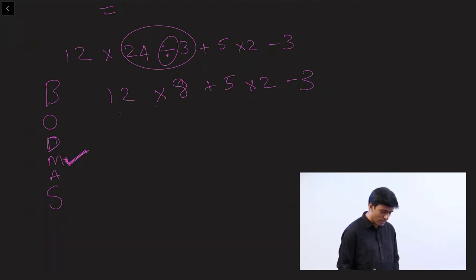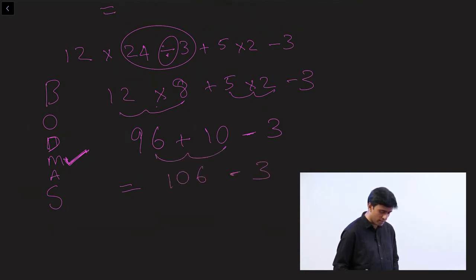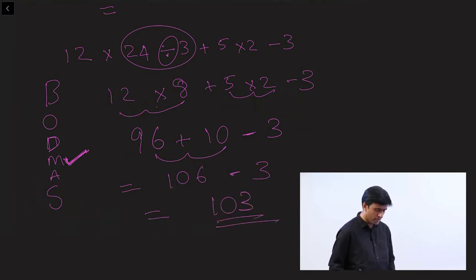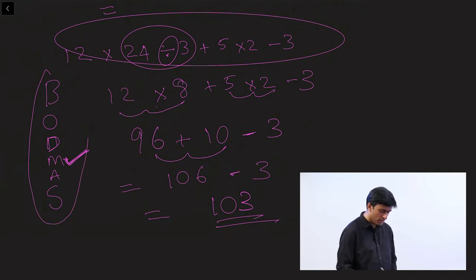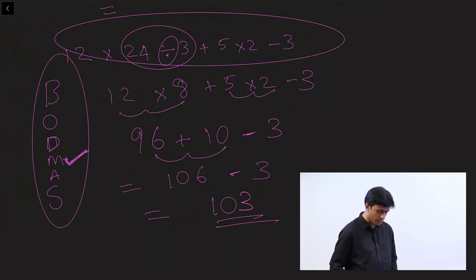So 12 into 8 is 96 plus 5 into 2 is 10 minus 3. You can go ahead and do your addition. 96 plus 10 is 106 minus 3. The answer is 103. You see, this is how you can solve a complicated mathematical expression using the BODMAS rule. Let's look at another example.